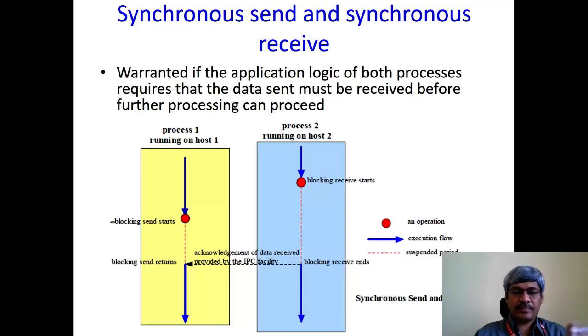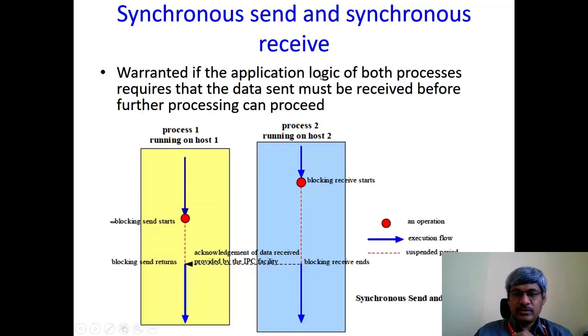That means both are blocking. See here, process 1 is issuing a blocking send operation, and process 2 is issuing a blocking receive operation. Both are blocking. Since both processes don't know what is happening at the other end, the blocking receive operation by process 2 may be initiated a little bit early. These diagrams are called event diagrams. I will discuss event diagrams in one of the coming slides.